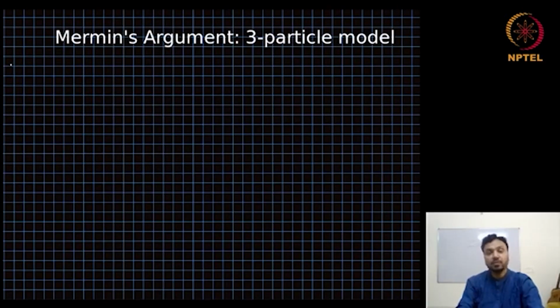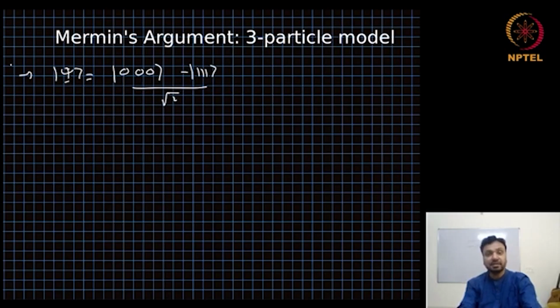Bohm's argument for two spin-half particles was extended to a 3 particle model by Mermin, and in this he considered the state psi, which is the 3 particle state (|000> minus |111>) over root 2. So he is considering 3 particles which are in this kind of entangled state. We have not discussed 3 particle entanglement, but you can take my word that this is an entangled state.